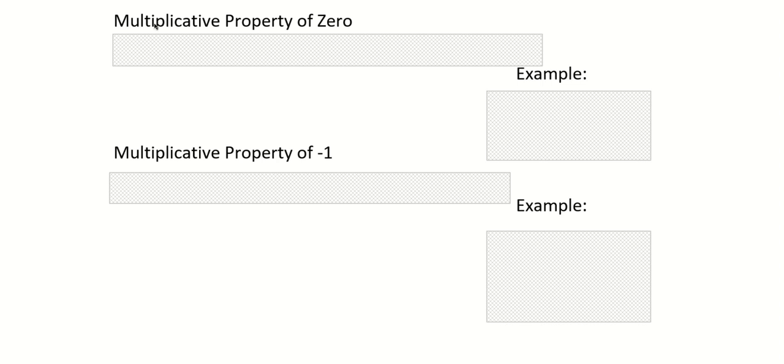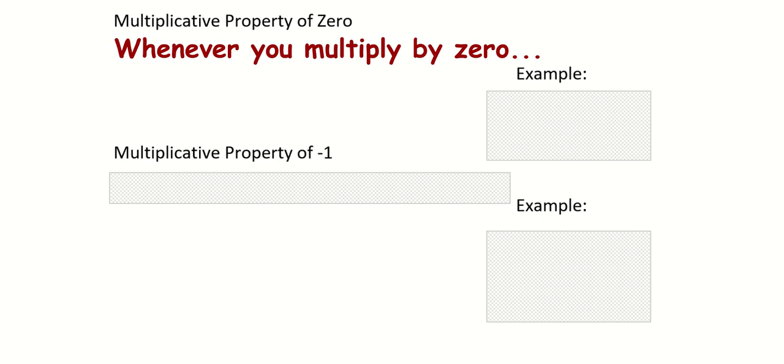Couple more properties. Multiplicative property of 0. Pretty good name, because all this property says is whenever you multiply anything by 0, what do you always get? We might have already written this down in an earlier lesson this chapter. So 8, or any number, whether it's real, or, geez, what am I saying? Whether it's rational or irrational or a nice whole number, whenever you multiply by 0, you always get 0.